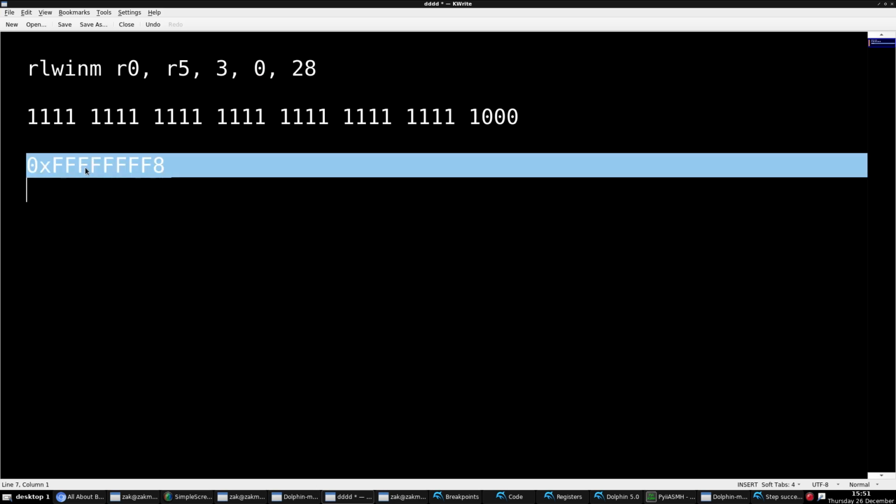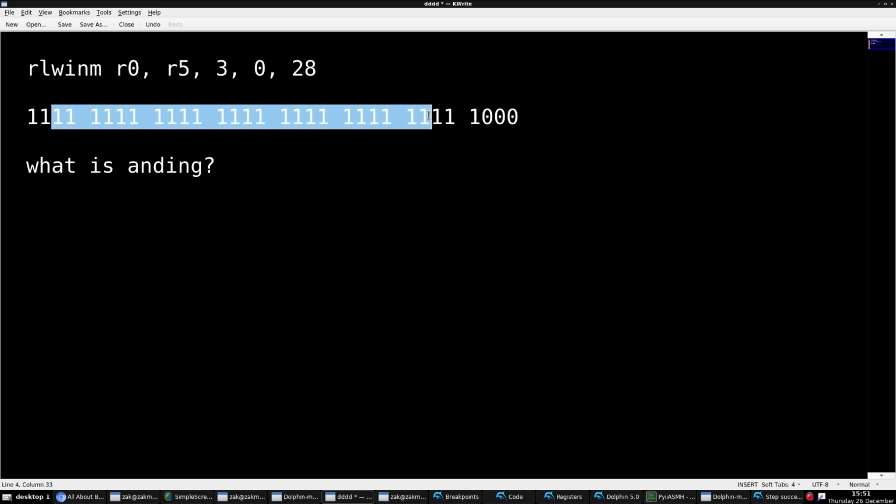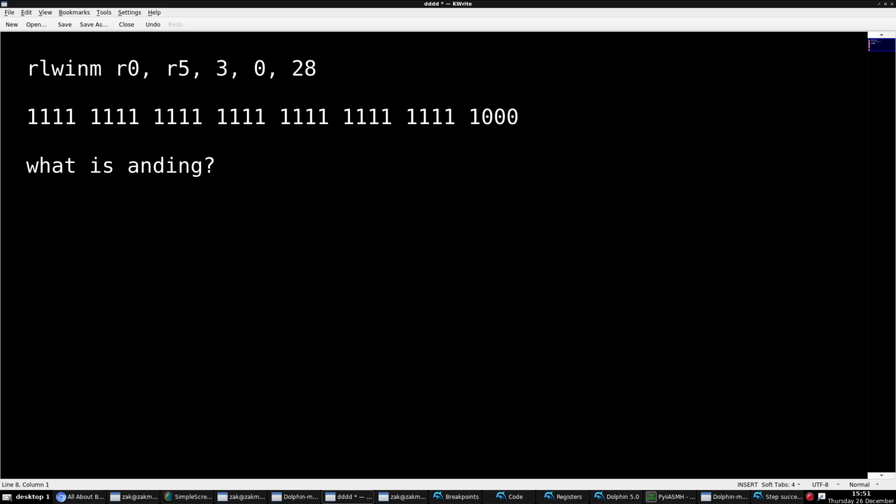So what happens is, whatever number we get from rotating the bits by 3, we logically AND it with this. And what is ANDing? What does that mean? Well, you want to do this one bit at a time to make sense. So what it means is you compare the bits from the rotation after this, and you compare it to the mask. So let's say we have a bit in the rotated value, and the bit in the mask is 1.